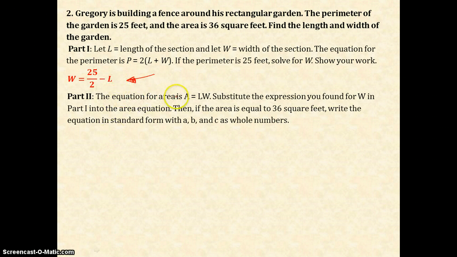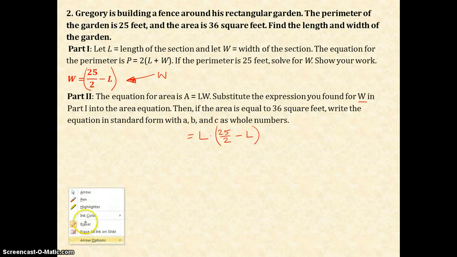The equation for area is area equals length times width. Substitute the expression you found for W, which is this, in part 1 into the area equation. So area equals length times width. Well, what I'm substituting in is this 25 over 2 minus L. Oh, and I can also sub in for my area because I know what my area is. My area is 36. It says so right here.